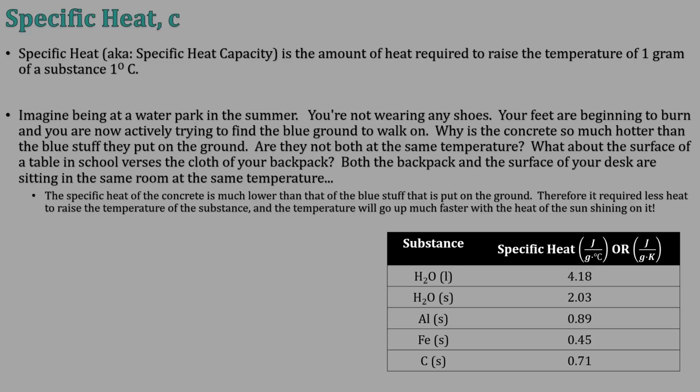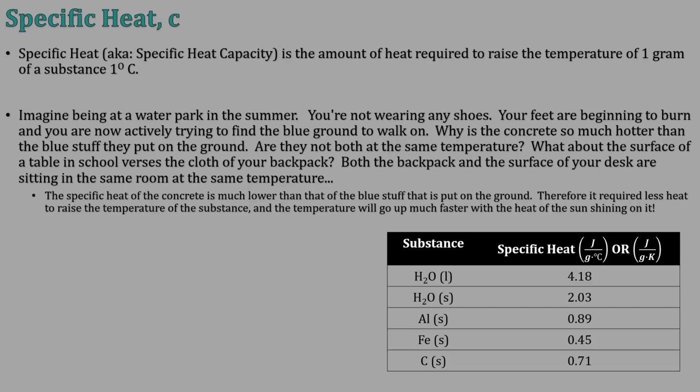The best way that I can explain specific heat is, imagine that you're at the water park and you're not wearing shoes, right? And you're walking on the hot concrete because you wanted to get a snow cone, and your feet are burning and you're trying to find that blue padded stuff that they put on the concrete so that you can step on it because it's much cooler than the concrete itself. Well, that's because the concrete has a much lower heat capacity, so it takes less heat to heat it up, and so it gets hotter in the hot sun, right?